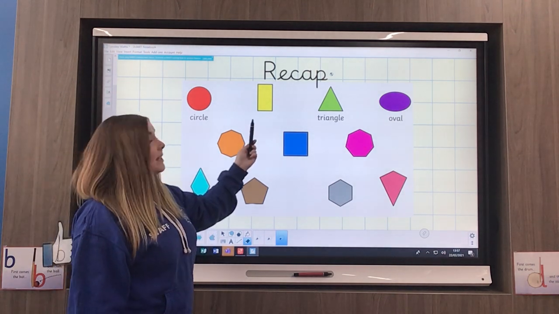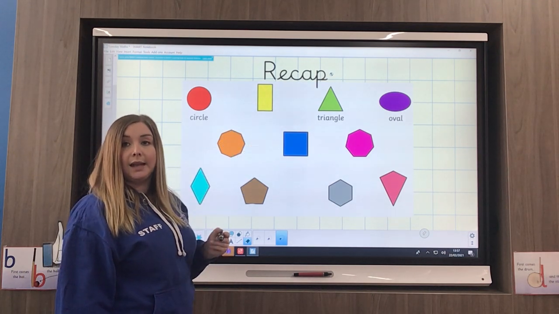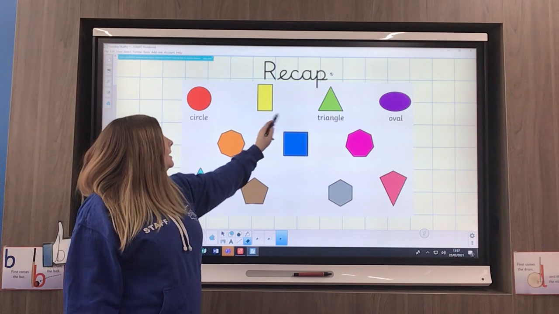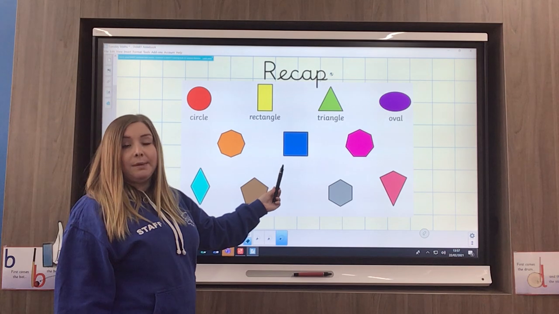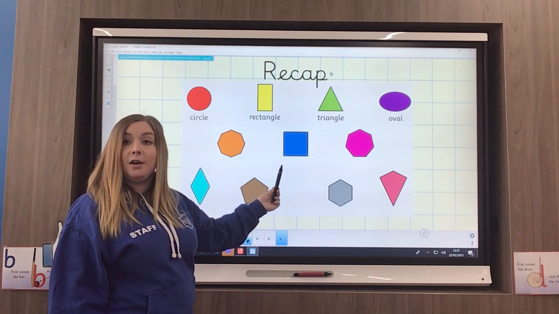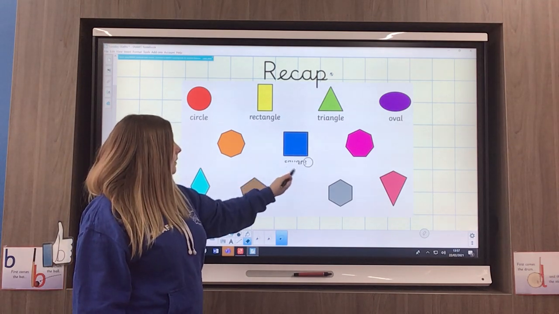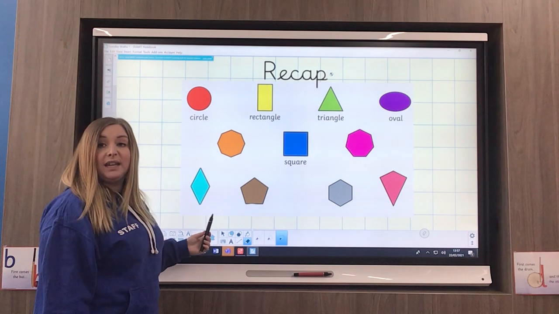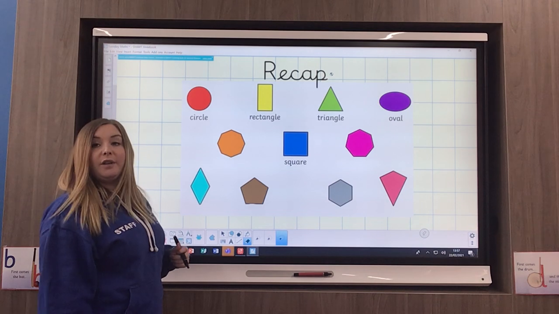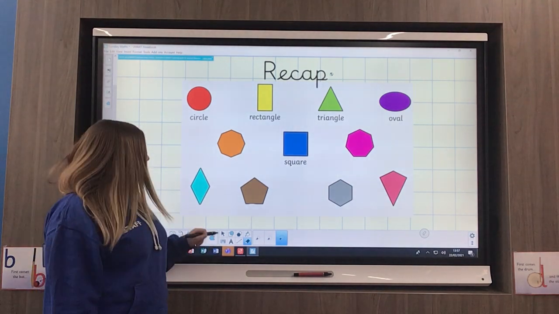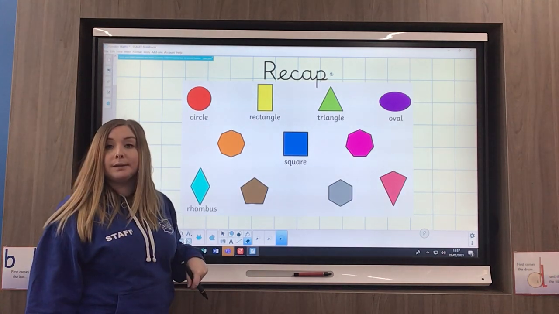So let's start with this one. That's got two long sides as well as short sides, which makes it a rectangle. Then we've got this shape here where all of the sides are equal, which means the same. And that one's a square. Okay, and this one's really tricky. So it doesn't matter if you can't remember the name of this one. All of the sides are the same length. Looks a little bit like a diamond, but its proper name is a rhombus.